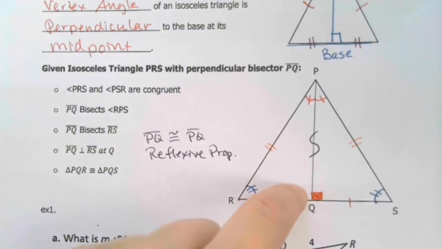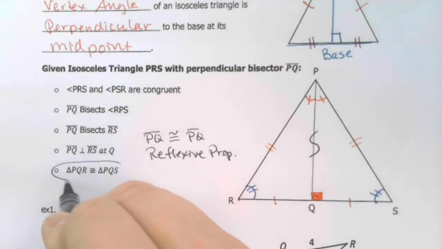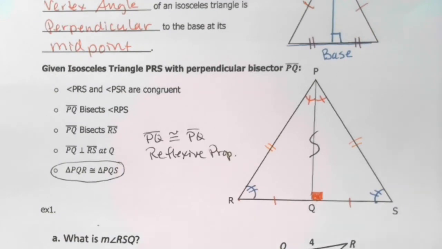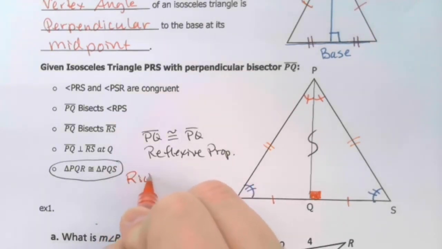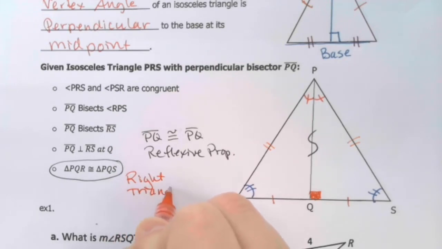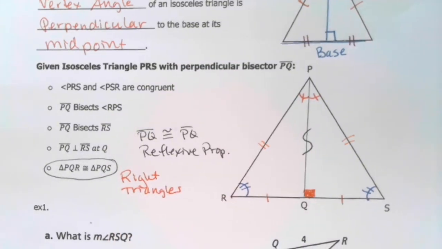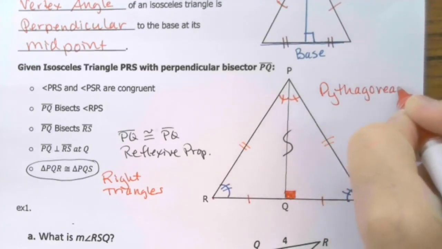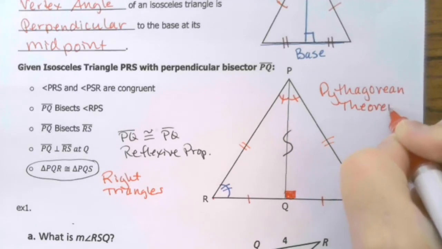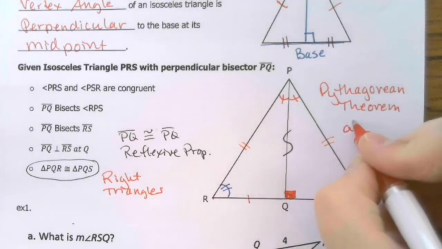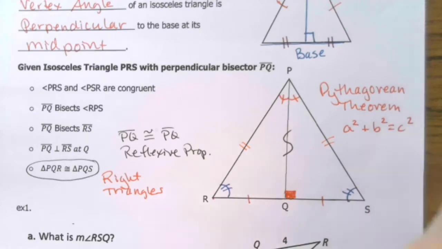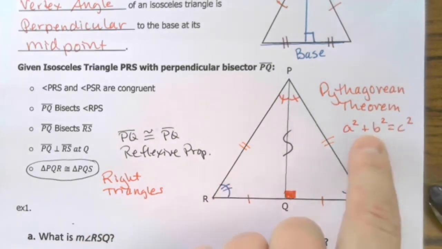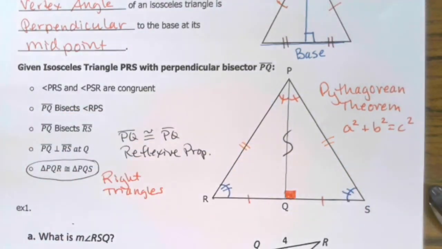So I have 1, 2, 3 matching angles, 1, 2, 3 matching sides, which is why we know that these are congruent. Additionally, both triangles are right triangles because they both have a 90-degree angle. This is really nice because it means that you can use the Pythagorean theorem to relate the sides of the triangle. Remember that? A squared plus B squared equals C squared. Because these are right triangles, we can use that for the left triangle or the right triangle. So lots of good information there.